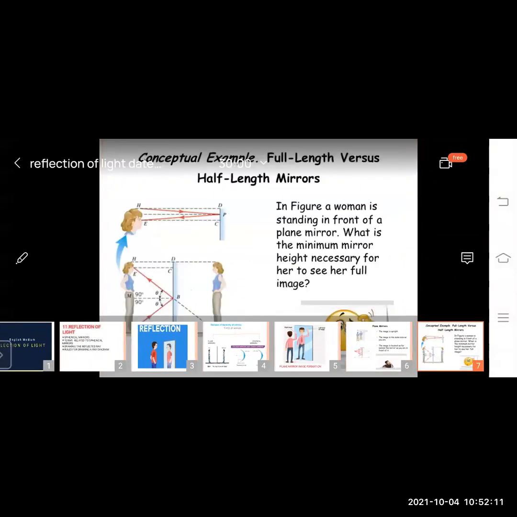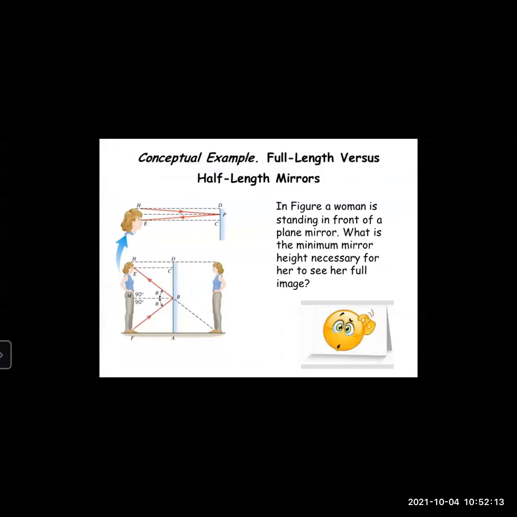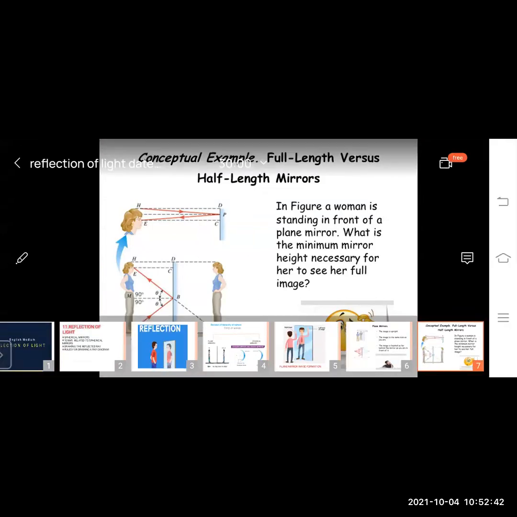Now this is the conceptual example which we have seen by the statement. Just try to identify it. Full length versus half length mirrors. In the figure, a woman is standing in front of a plane mirror. What is the minimum mirror height necessary for her to see her full image? So we have seen the statement about what should be the size of the mirror so that a person can view their full image. It is half. The statement says that it is half.